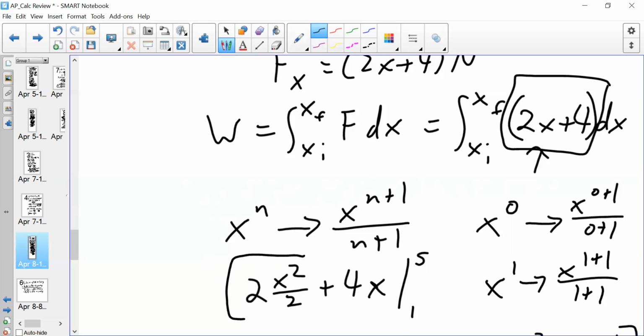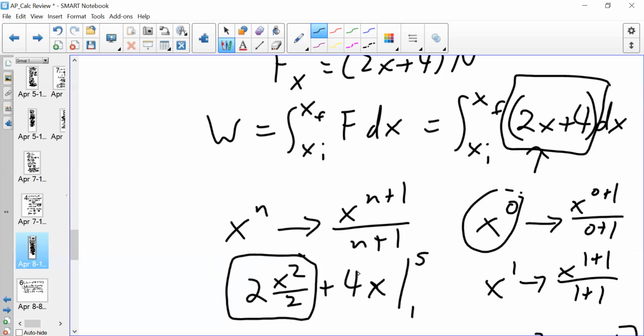That's why we have this 2x squared over 2 plus the 4. This is understood to just be 4 times 1. x to the 0th power is 1. Anything to the 0th power is 1. So if we take the antiderivative of this, we take 0 plus 1 divided by 0 plus 1, which is x to the first power, so 4x. And that is our antiderivative.